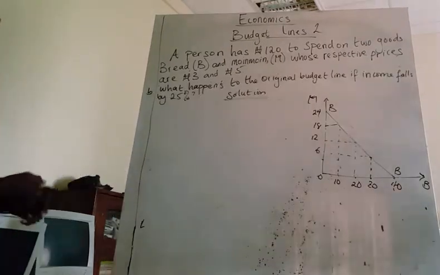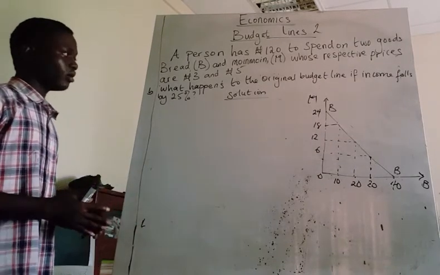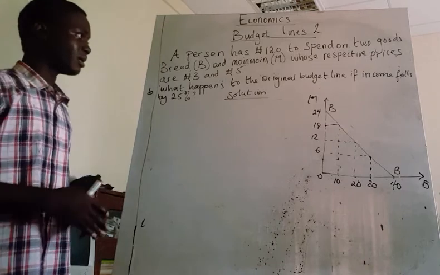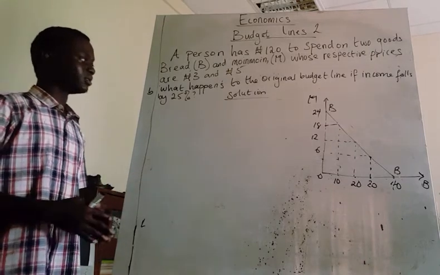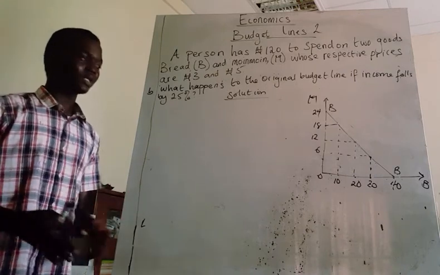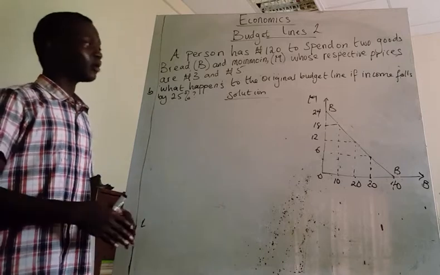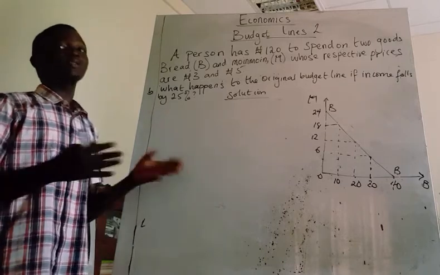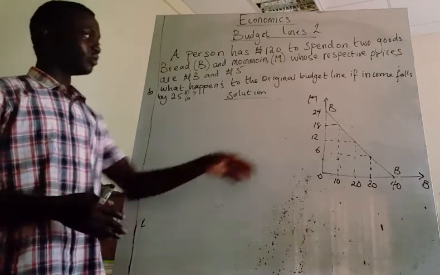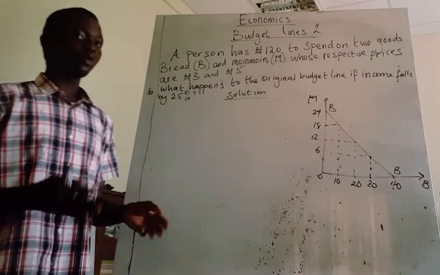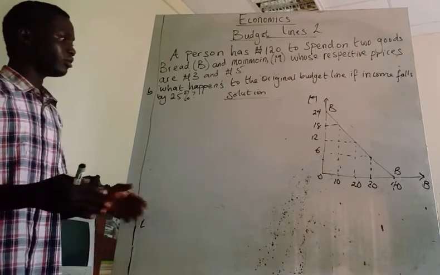Question B asks: what happens to the original budget line if income falls by 25%? Of course, if income falls by 25%, our consumer doesn't have the same amount of income anymore. Because of that, we theoretically expect that the quantity of moi moi he can afford, if he spends all of his money on moi moi, would fall. It will no longer be 24, it's going to be a lower value because his real income is now lower. The same thing goes for bread.